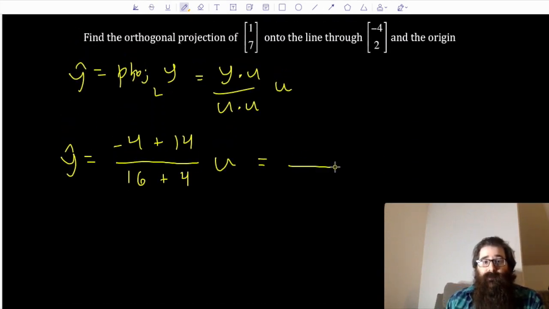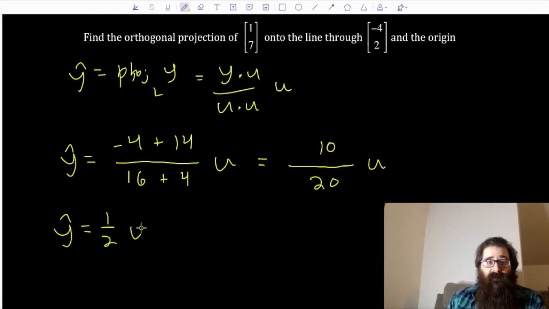So that's equal to, here I have negative 4 and 14 gives me 10. 16 plus 4 gives me 20 times vector u. So we can say, okay, then y hat is equal to, if I reduce, that's 1/2 vector u. And I actually want to find the projection, so I wouldn't stop here. I'll say y hat is 1/2 times vector u.